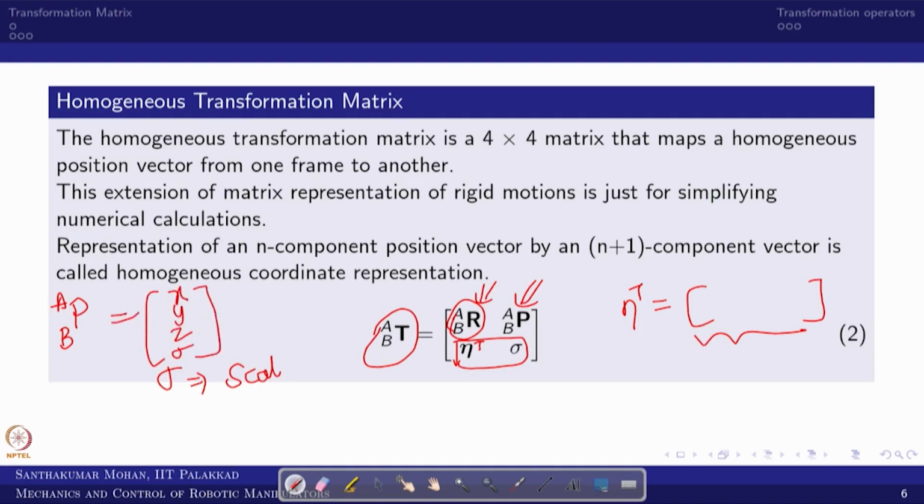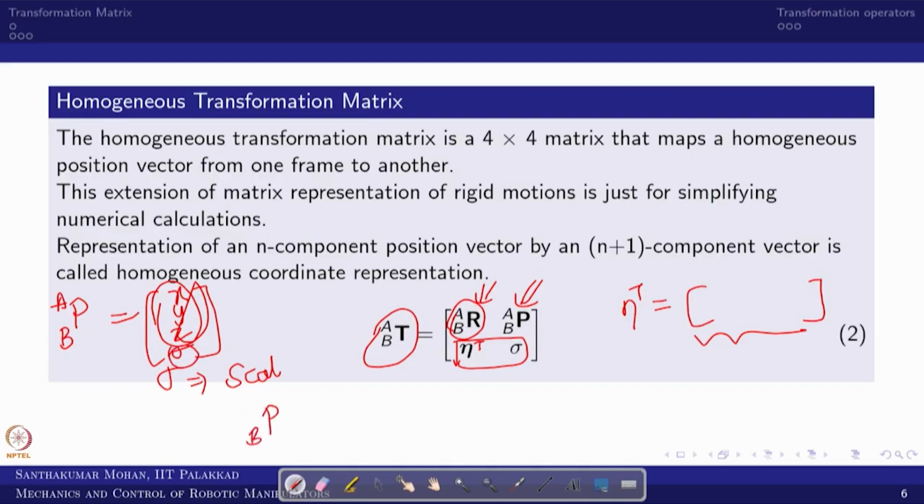So the sigma is a scaling. The scaling will give one additional benefit to us. The benefit is that you can use any kind of unit as long as these three are the same entity. So your x position, y position and z position are all represented in the same unit, then the scaling can be used.